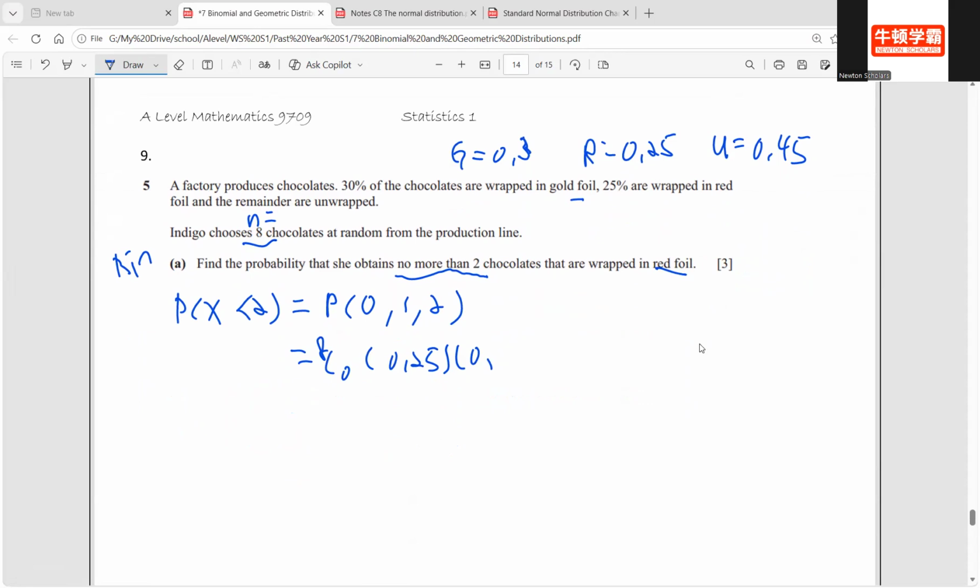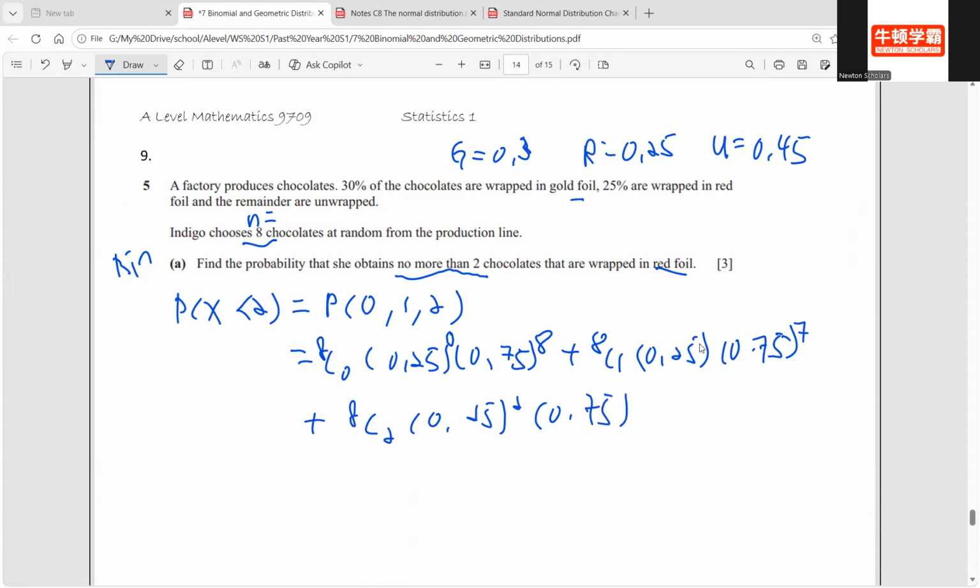0.75 to the power 8, plus 8C1, 0.25 to the power 1, 0.75 to the power 7, plus 8C2, 0.25 squared, 0.75 to the power 6. Then you press the calculator, and you will get 0.679.